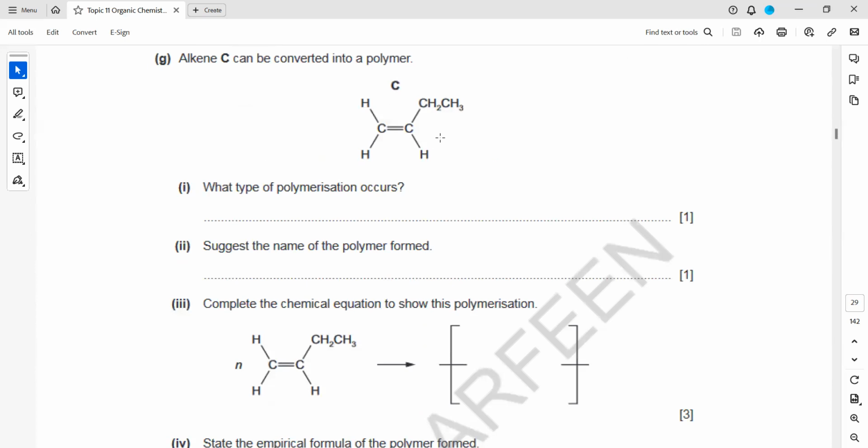Alkene C can be converted into a polymer. What type of polymerization happens in alkenes? It's always addition polymerization.